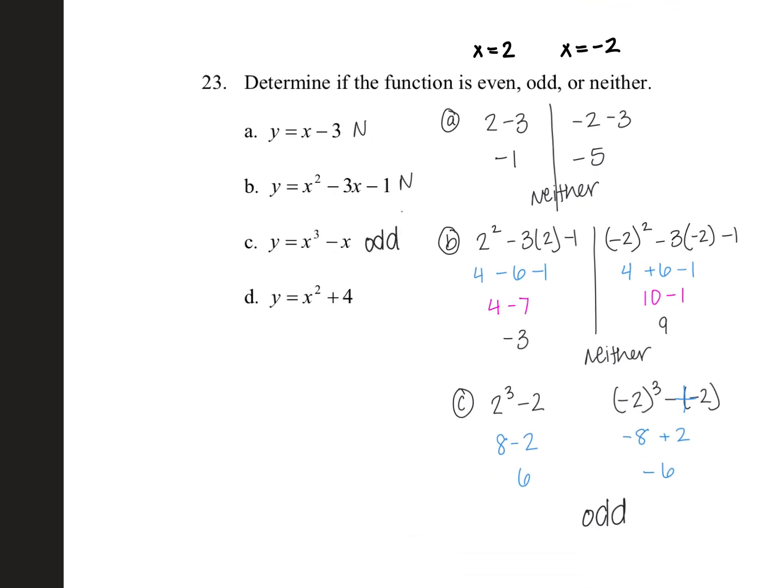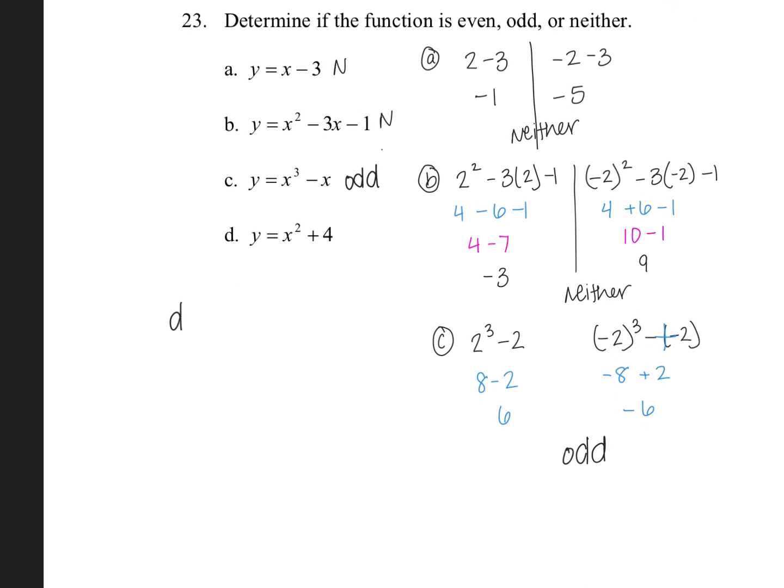All right, and then looking at the last one, I'll just go ahead and do D right over here. I'm going to have 2 squared plus 4 and a -2 squared plus 4. 2 squared is going to be 4 plus 4. And this is still going to be 4 plus 4. I'm going to end up with 8 and 8. Since they're the same, it's even.